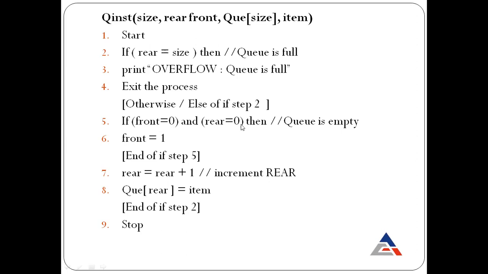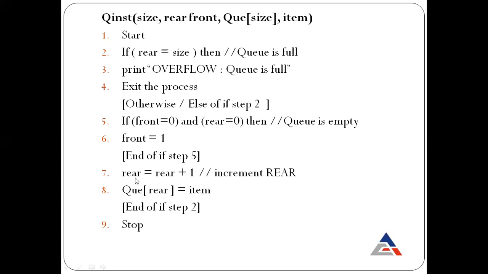Otherwise, if rear is not equal to 10, if front is equal to 0 and rear is equal to 0, it means my queue is empty. There is nothing in the queue. Front is 0, rear is 0, no one is in the queue, it is empty. If I want to add some new element, that element will come at location number 1.